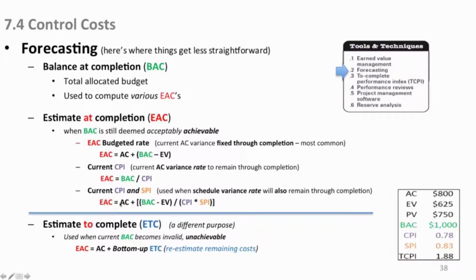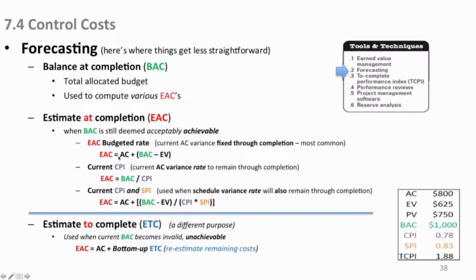Estimate at completion is your actual cost to date, and here we have it up here. Same thing here. You're going to take this budgeted rate, which says your AC is going to continue fixed through the end of the job. So here's your formula: BAC minus AC plus AC right there, divided by this composite of performance indices, your cost performance index and your schedule performance index. You divide that out, and you will come up with a number here that is your estimate at the end.